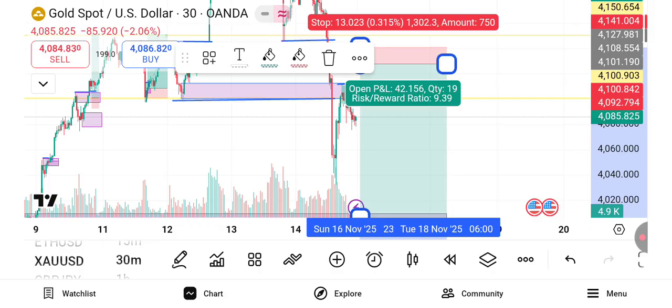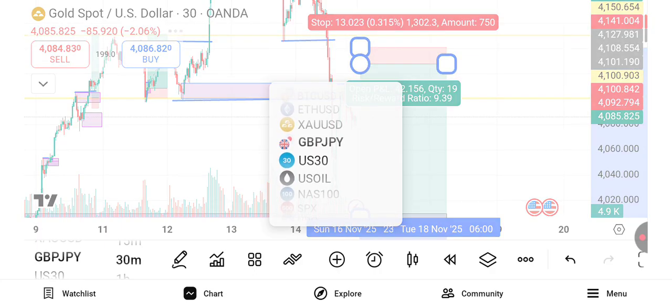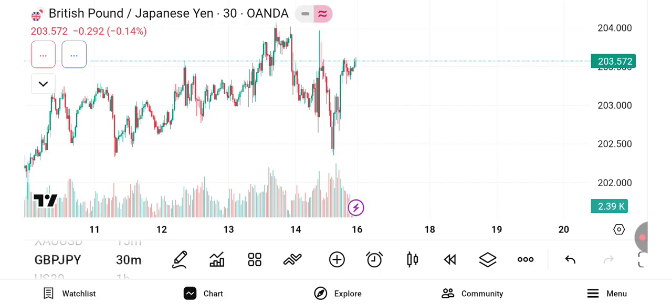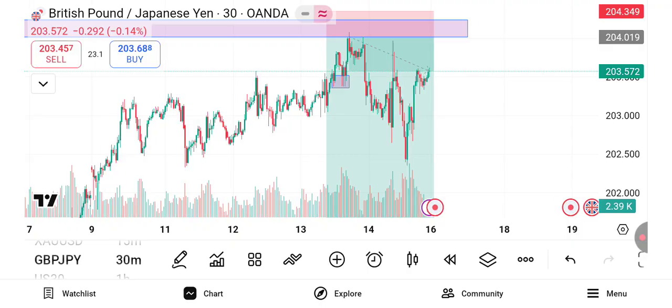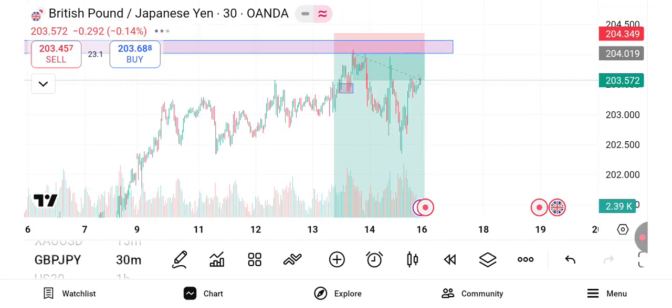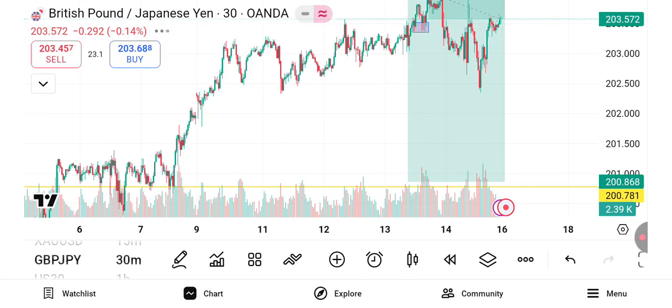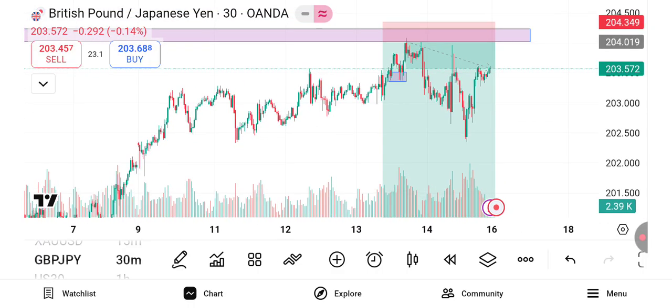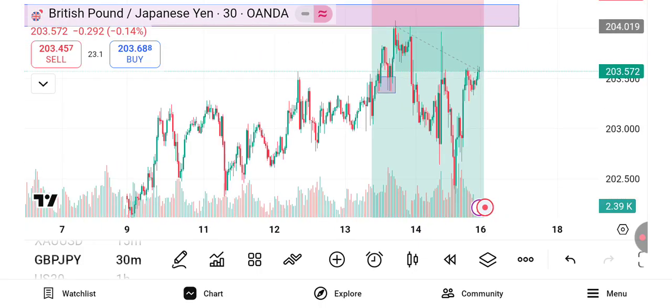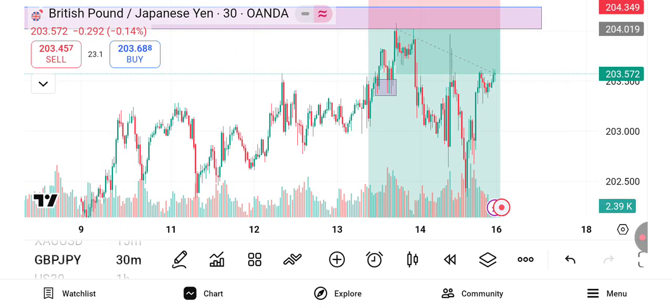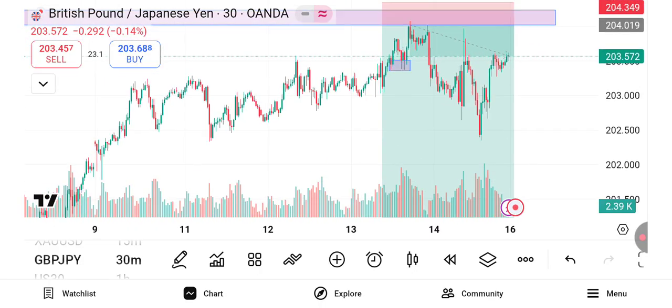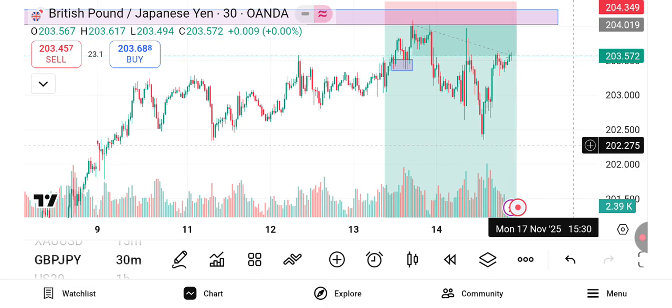So guys, I also got an analysis on GBP JPY. Let me check GBP JPY for you guys. I got something really nice to drop for you. Actually, I'm on a sell on GBP JPY, but I already closed my sell. Do you know why I closed my sell, guys?